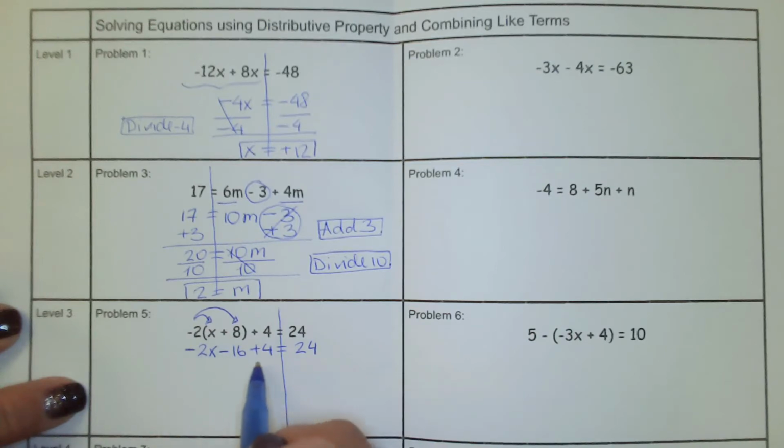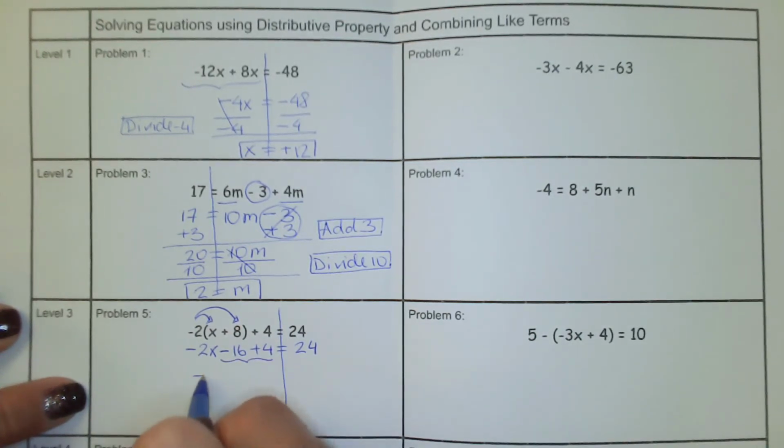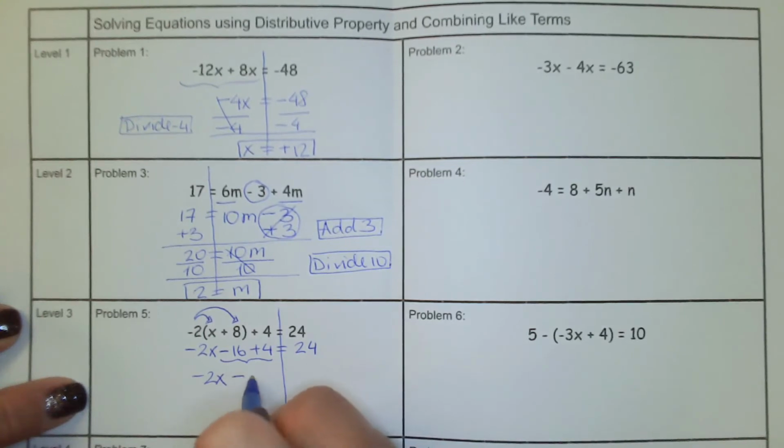On the side where the variable is, I have two like terms. Those two constants can be combined. So negative 16 plus 4, different signs, subtract. Keep the sign of the bigger number, that would be negative 12.